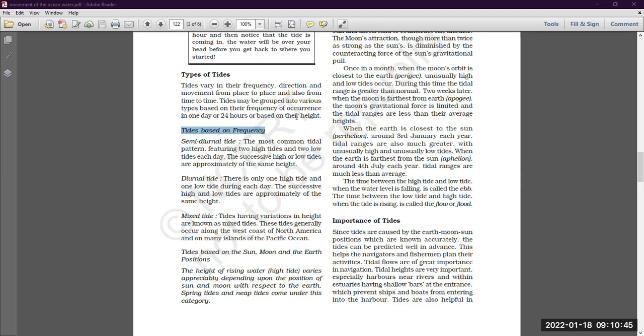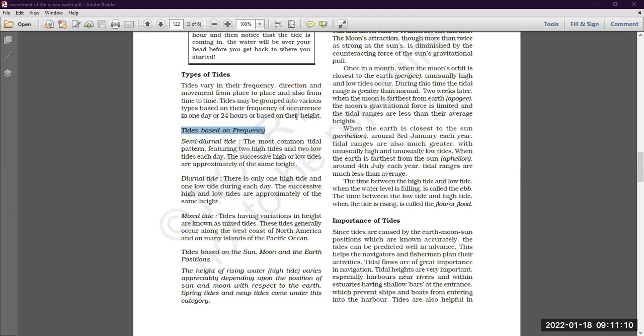The next one, that is mixed tides. Because as we discussed in semi-diurnal and diurnal, the heights of the high and low tides are approximately the same, but in mixed tides there are variations in the heights.